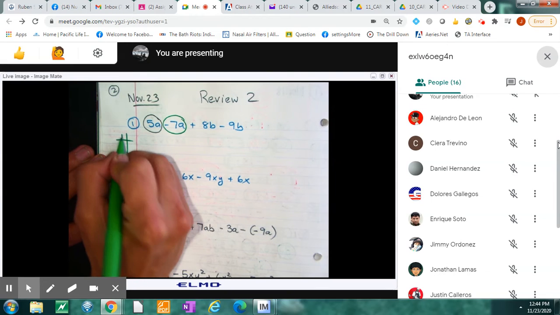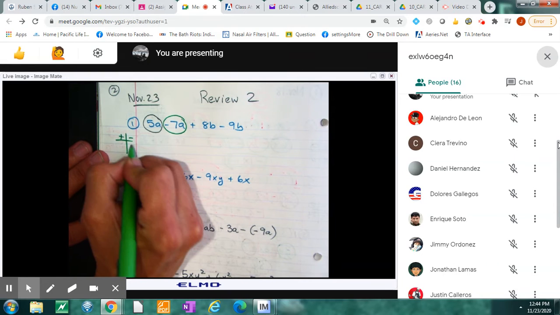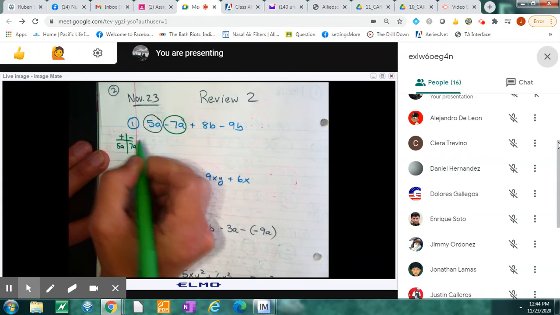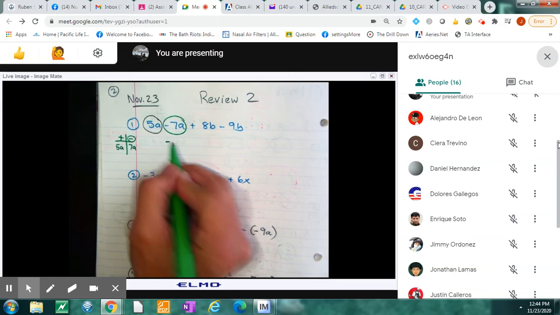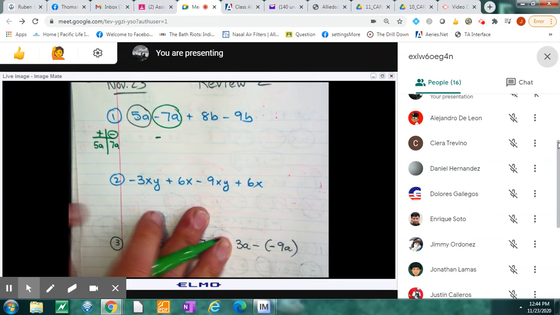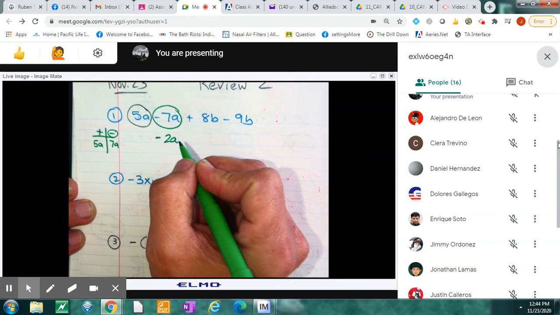So we go ahead and do the T-chart if you wish. The 7A goes on the negative side. The 5A goes on the positive side. So if you say who won, who's going to have more? The negative. By how many? And then obviously it's 2A. So negative 2A.